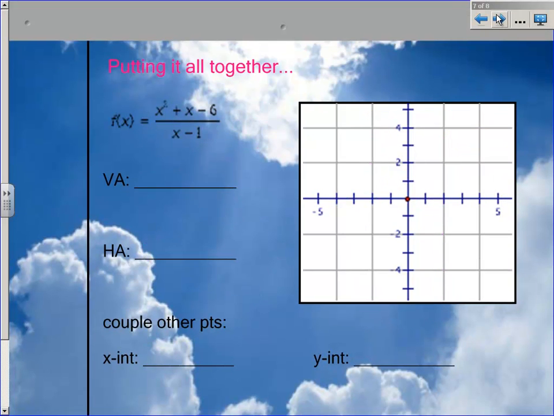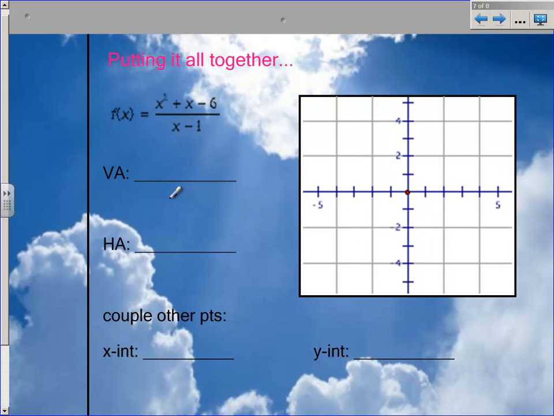Let's try one more. Okay, vertical asymptote, x equals 1. But does that make the top 0 as well? Let's go ahead and factor that. x plus 3 times x minus 2 over x minus 1. Okay, vertical asymptote, bottom equal to 0, x equals 1. Dotted line. Okay, horizontal asymptote. This one is top heavy, so there is none. There is not a horizontal asymptote.